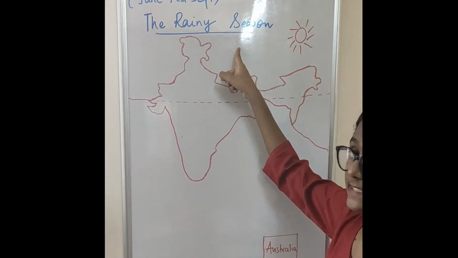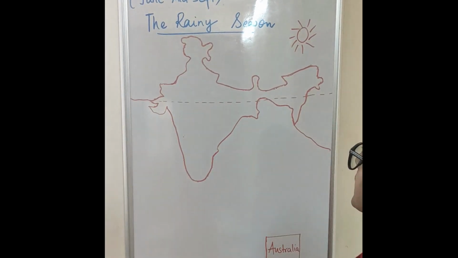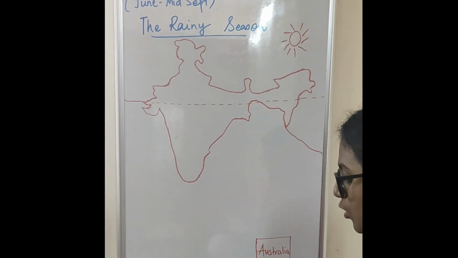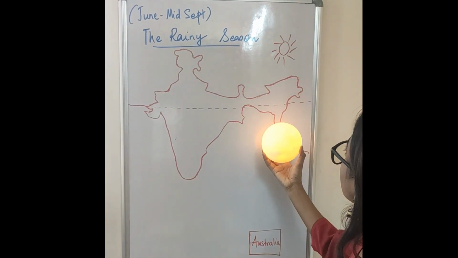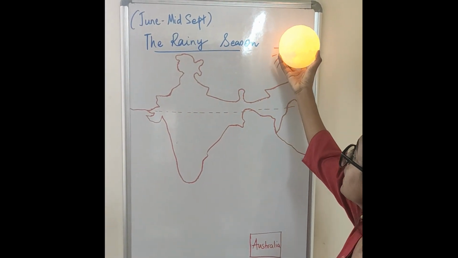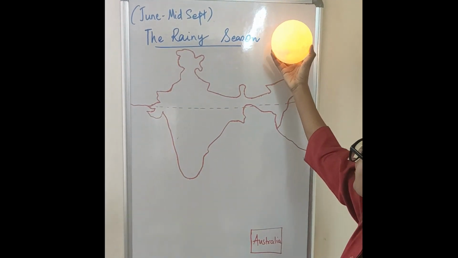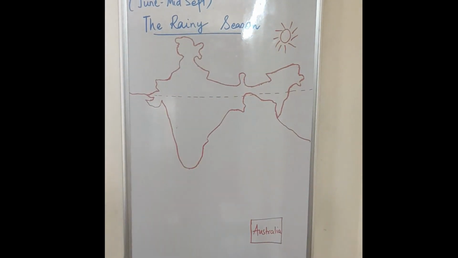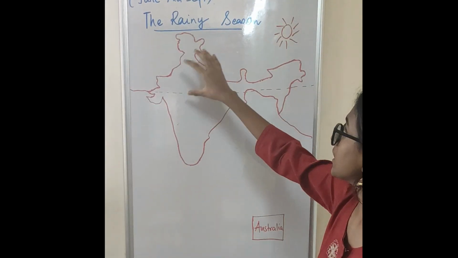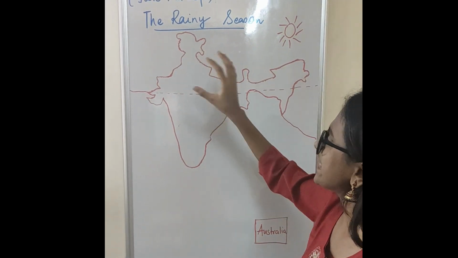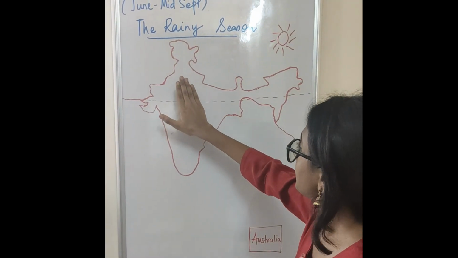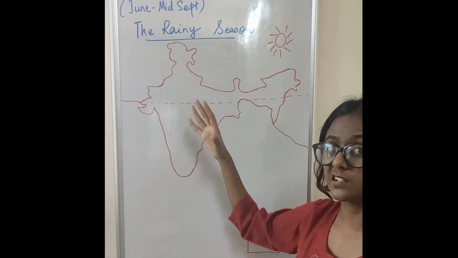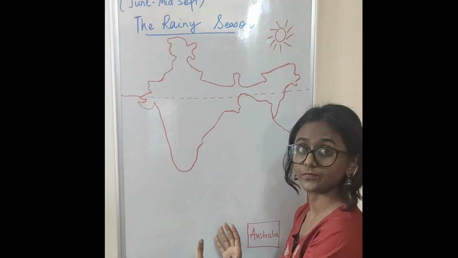Now let's talk about the rainy season, which is from June to mid-September. The previous season was summer, when the sun was just moving to the northern hemisphere. During June to mid-September it is going to stay here. So when that happens, the low pressure area gets intensified in the northern plain region. That low pressure is going to attract the cold winds in the southern hemisphere.